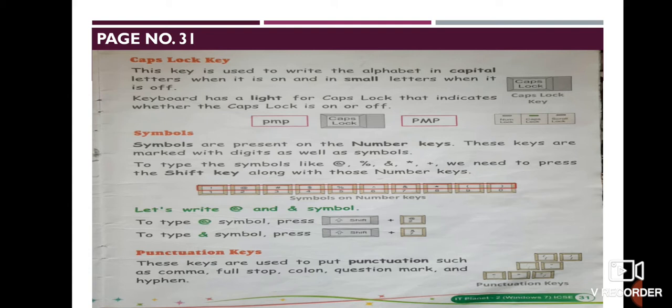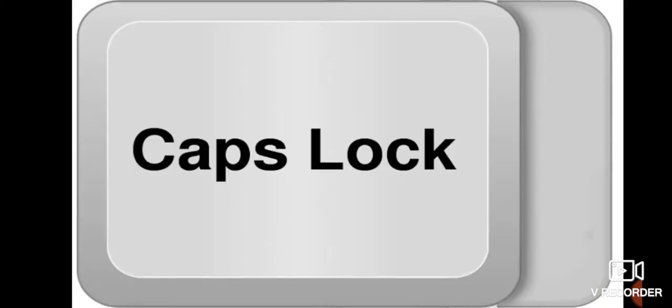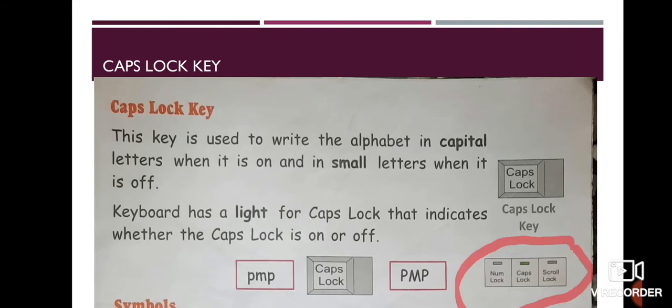Okay, now next is on page number 31, caps lock key. Can you see caps lock key? You can check your books, page number 31. Caps lock. What is caps lock? Let's read. The key is used to write the alphabet in capital letters when it is on and in small letters when it is off.